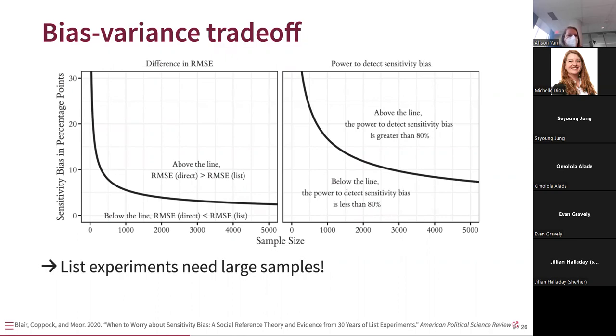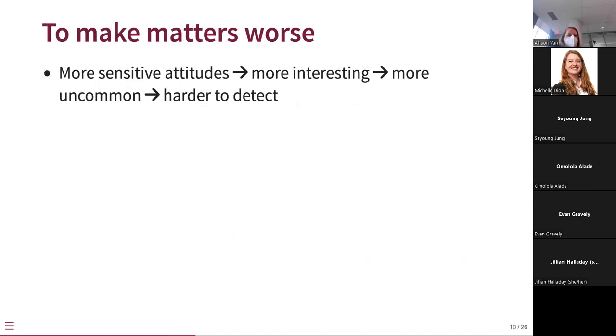This is all to say, list experiments need very large samples, and those are not affordable for everyone, everywhere, especially in the social sciences. To make matters worse, this is not true for all sensitive attitudes, but it's true for a lot of them. The more sensitive they are, the more interesting or important they are for us to study. That means that they also tend to be more uncommon. This is especially true for what sociologists used to call deviant behaviors. And because they're more uncommon, they are harder to detect. We care about them because they are rare and uncommon, and that's why they're sensitive, but they are important for us to study.